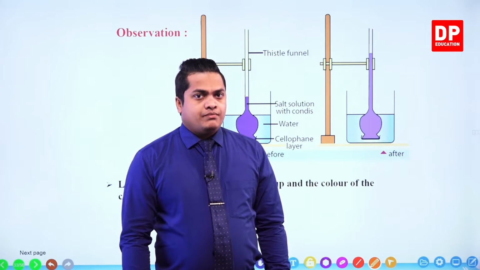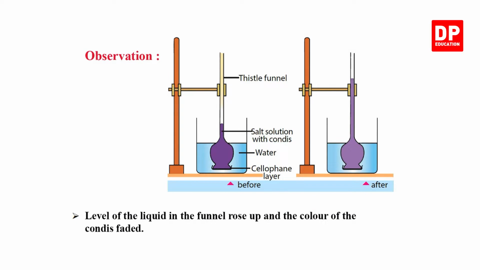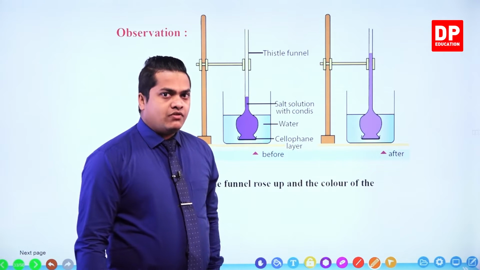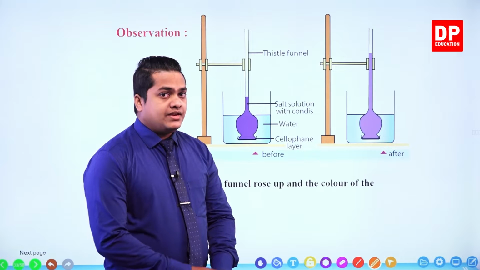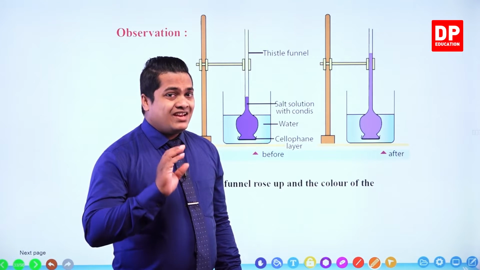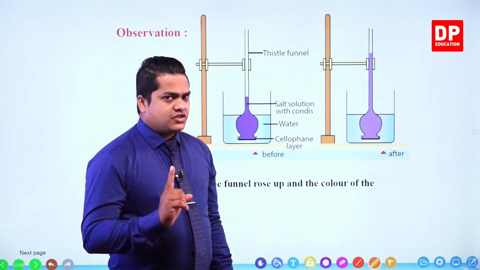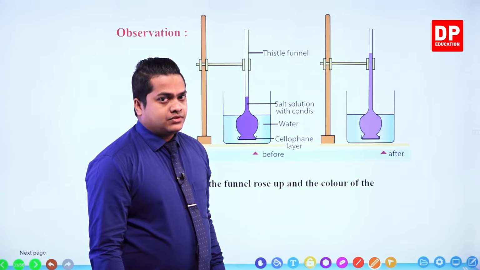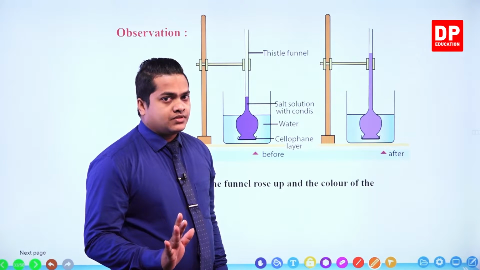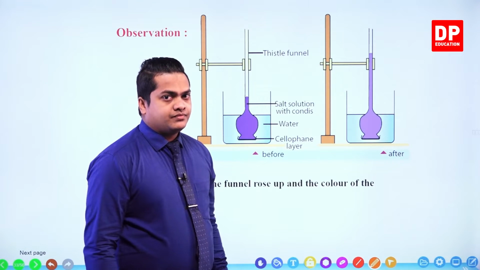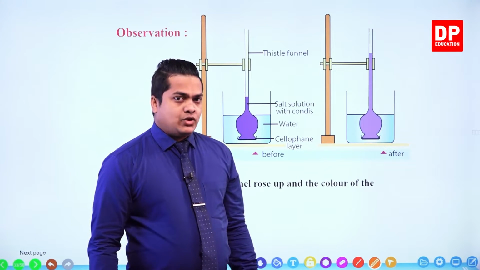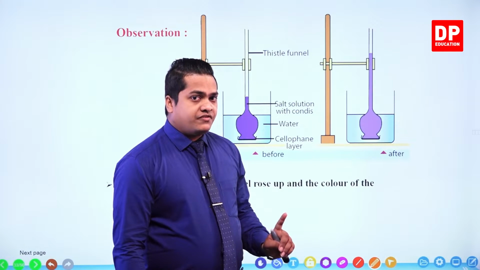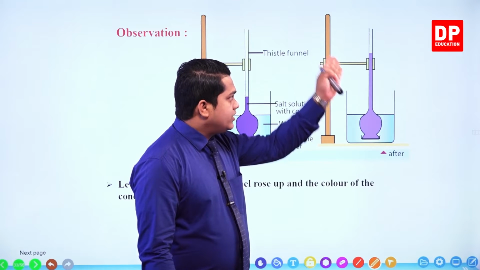So in our observation, in this given figure, you can observe both the cases. Before it was like this, and after a few hours it was like this. So here we can take two main, very clear observations. First one, the water level of the thistle funnel rose up. It was very clear to us that the water level within the thistle funnel has increased. There is no other possible way to increase the water level other than a transportation, a traveling of water particles from this beaker towards the thistle funnel.